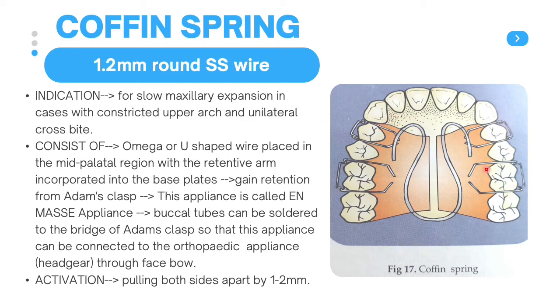This appliance with the coffin spring at the mid-palatal and Adams clasp at the premolars and molars is called en masse appliance. The buccal tubes can be soldered at the bridge of the Adams clasp so that this appliance can be connected to the orthopedic appliances, headgear, through the face bow. Usually the buccal tube is incorporated at the bridge of the Adams clasp of the premolar. And then the activation is by pulling both sides of the base plate of the acrylic apart by 1 or 2 mm to allow slow maxillary expansion.